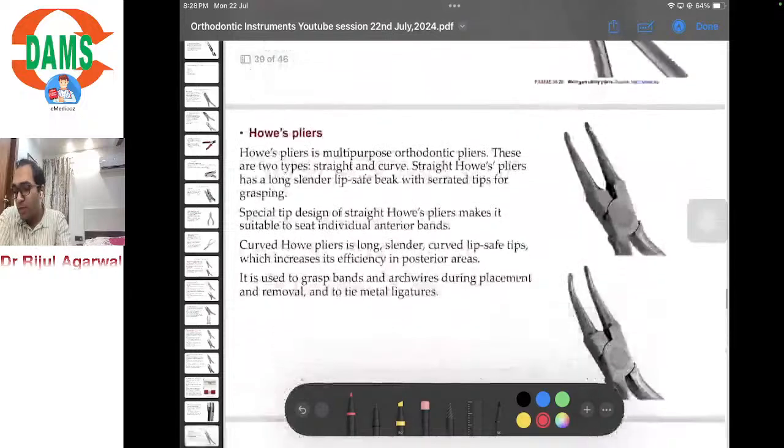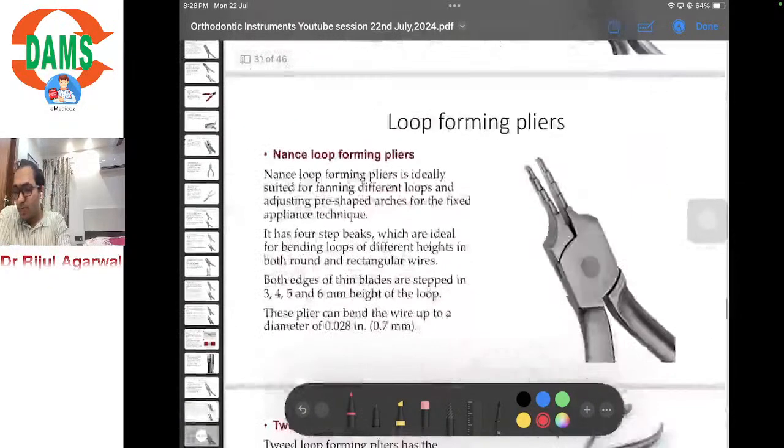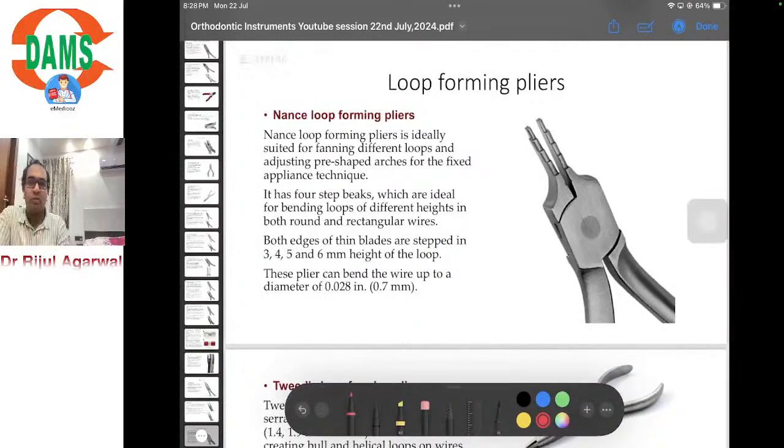Again an important plier, the Hose plier. You must have seen or used it for pedo stainless steel crown forming. It again comes in two designs, straight and curved. Easy to understand: straight is for anterior, curved is for posterior. It's used for grasping bands and arch wire during placement and removal and to tie metal ligatures. Okay, I hope it's clear until now.